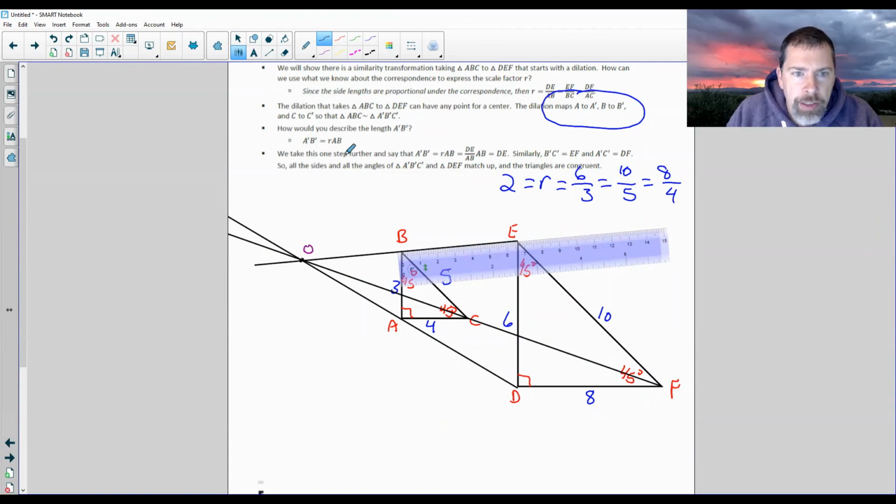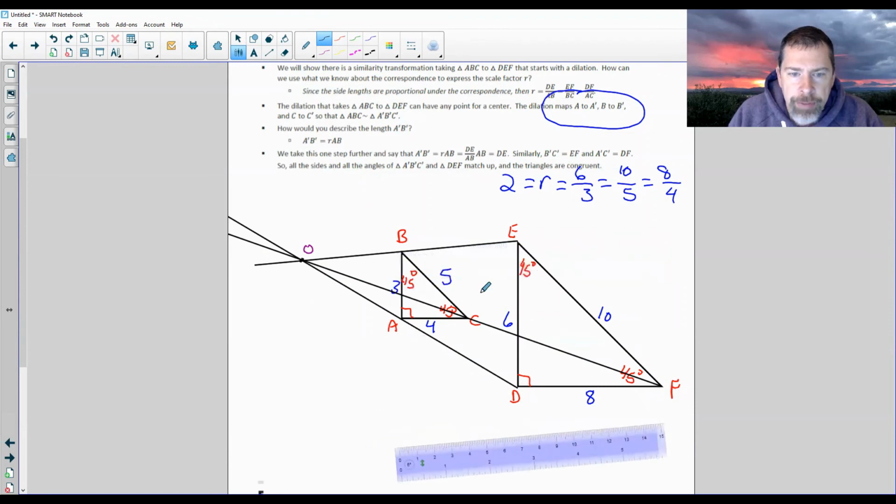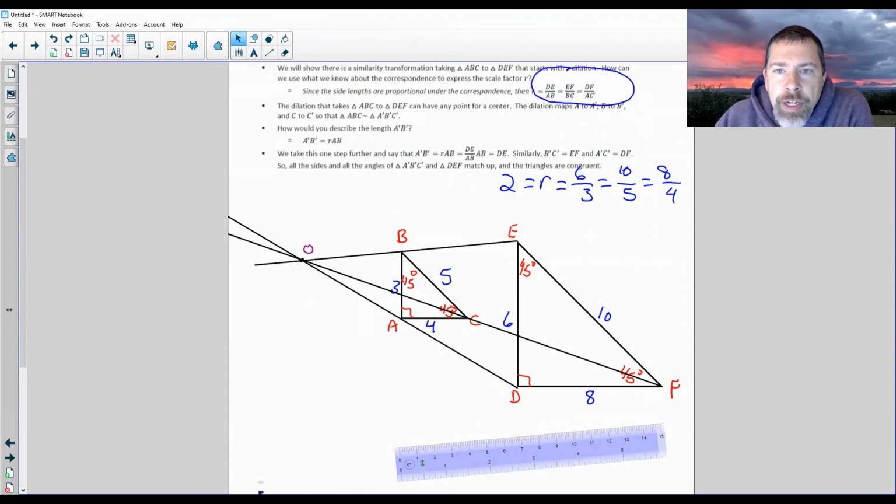So what this is saying is we take this one step further. Let me move this out of the way. Where were we? Right up here. I had to move stuff around. Okay, so this is what we were saying. The dilation that takes ABC to DEF can have any point for a center. So there it is. If I change the size of either of these triangles, then the center is going to move.